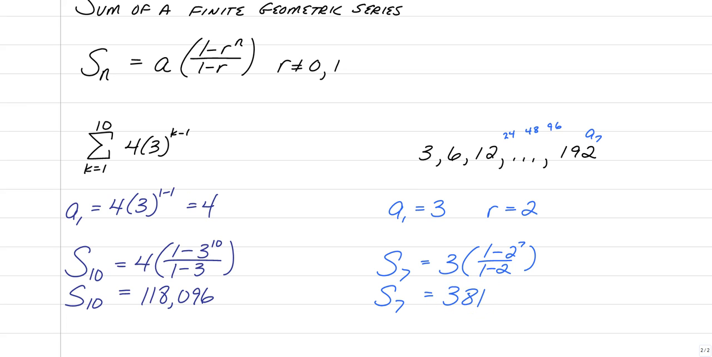All right, so that's it for geometric sequences. It's similar to arithmetic, except for the fact we're no longer adding from term to term with a common difference. We are multiplying from term to term by a common ratio.